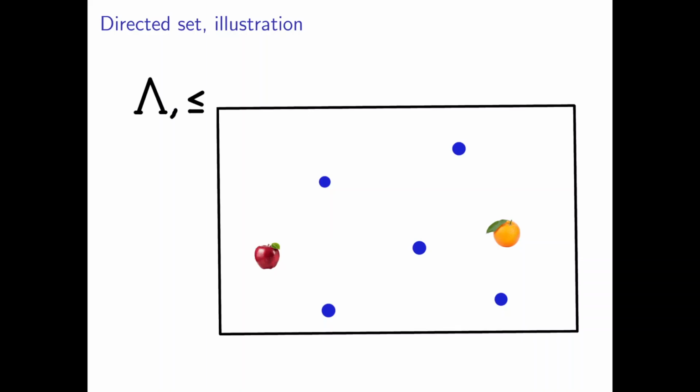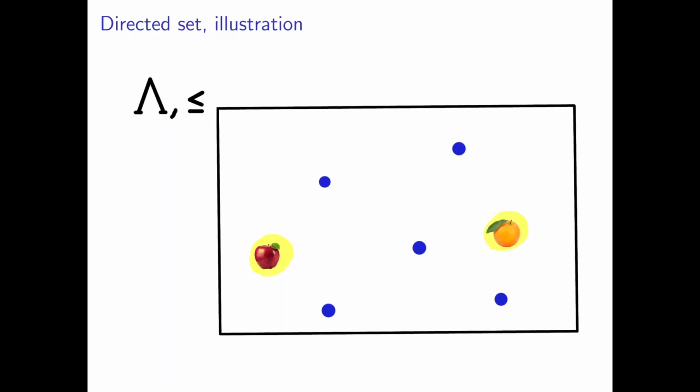But let's now instead assume that lambda is a directed set. What happens then? Well, let's still assume that apple and orange are not related to one another. We don't know which of these is bigger using this relation up here. But now we instead have a directed set.